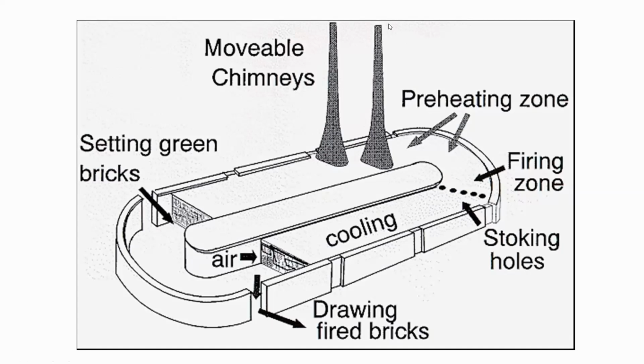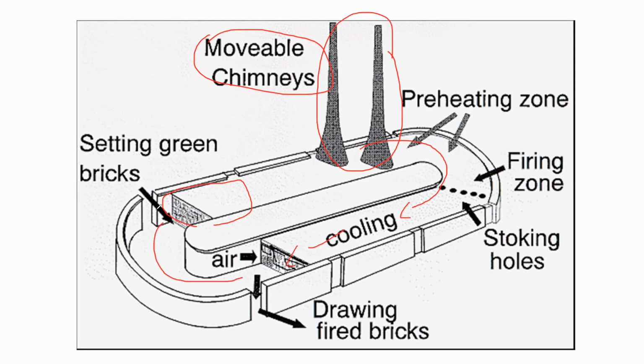This is a Bull Trench kiln. Here you have the different chambers. Setting back green bricks: the raw bricks will be kept here first. Then here you have the movable chimneys. These two are movable chimneys, and they can be moved from one chamber to another, in whichever chamber you want. Where you want to burn the bricks, to those chambers, you can move the chimneys.